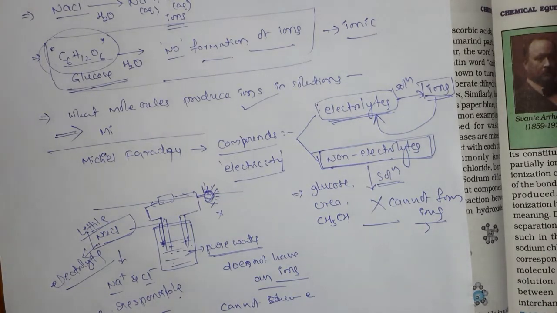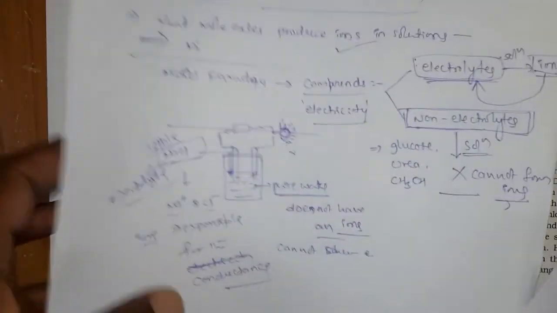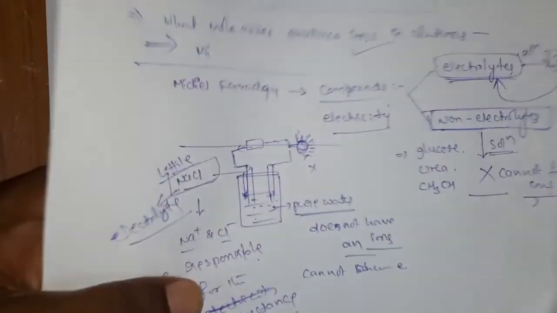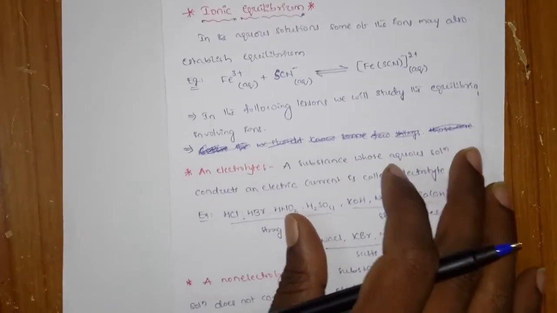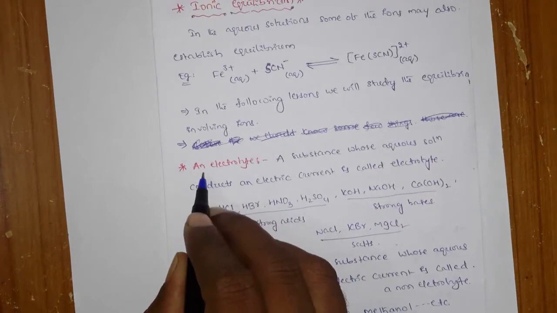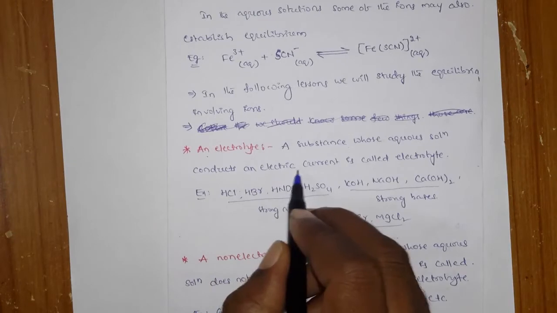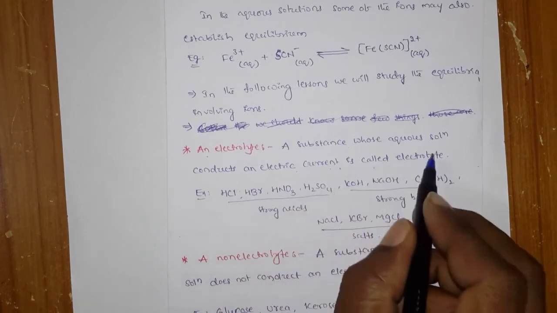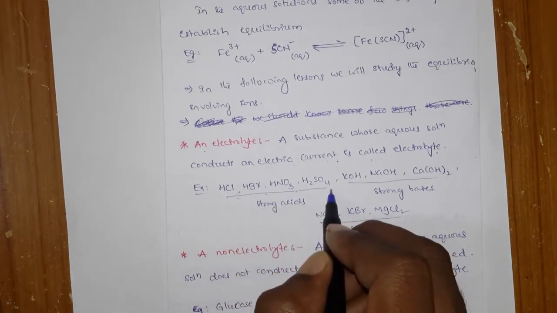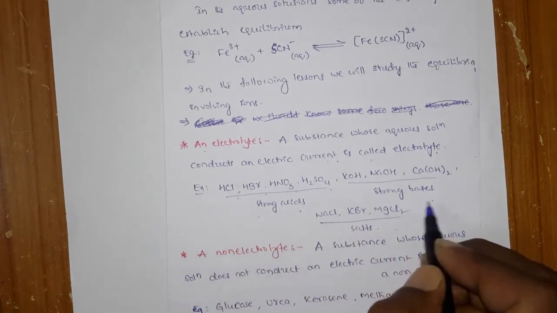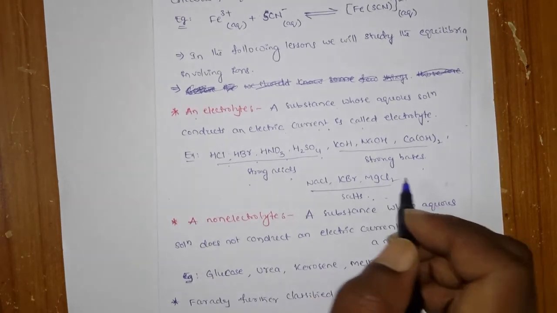Non-electrolytes. Okay, so let us go back to our notes. So what is an electrolyte? An electrolyte is nothing but a substance whose aqueous solution conducts an electric current. What is the example? HCl, HBr, HNO3, H2SO4, strong acids, strong bases, and all the salts are nothing but electrolytes.